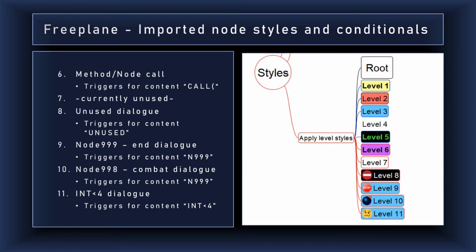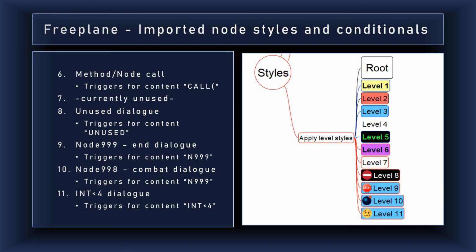Unused dialog comes up with number 8. You can see it has the little no symbol there. That's the black background with the white text. If I put in the word UNUSED, again, all caps, in the node's text, it should automatically format it. Node 999 is our dialog terminator. So if I put N999, meaning that if I have line 413 dash greater than space N999, it will automatically give me what I need for that.